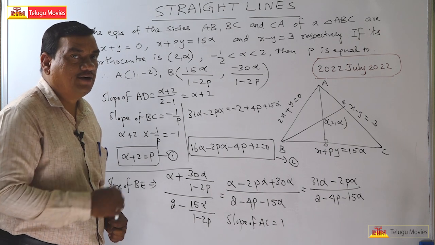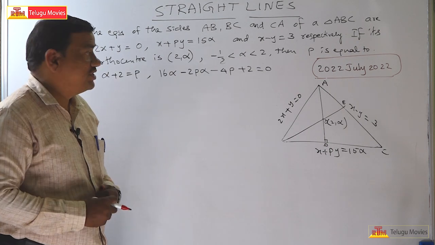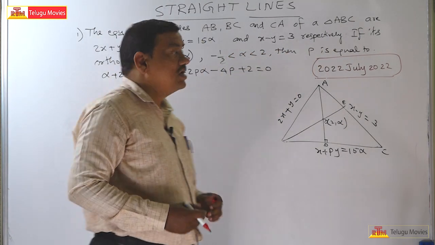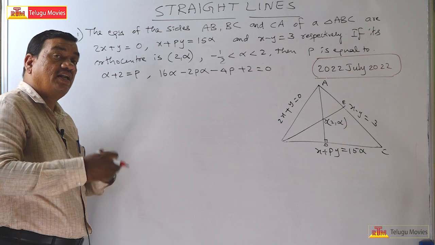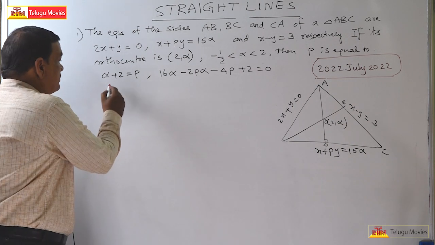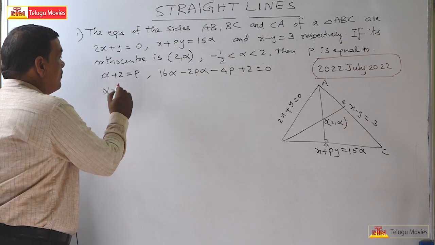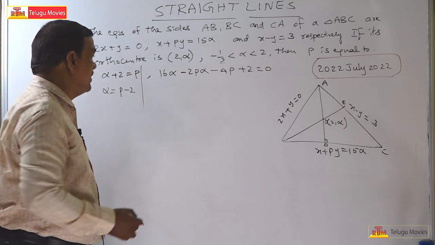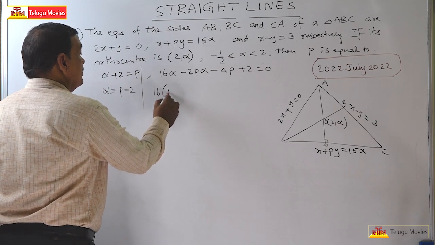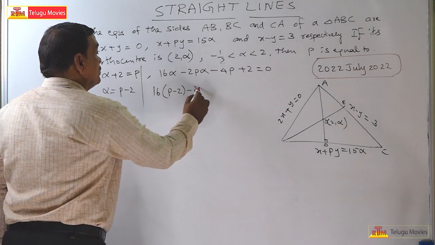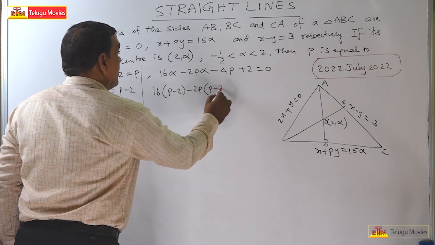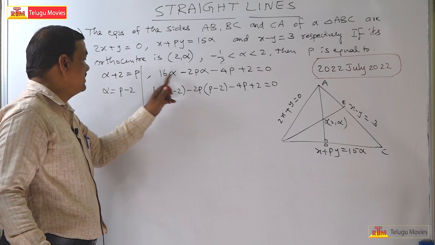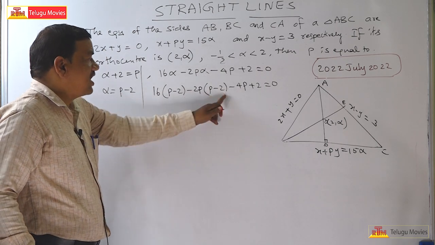Okay, let us continue our solution. Welcome back to this calculation. We want the value of p, so convert this equation entirely into p. Therefore, in place of alpha, substitute p minus 2 wherever alpha appears. So this is 16 into (p minus 2) minus 2p into (p minus 2) minus 4p plus 2 is equal to 0.